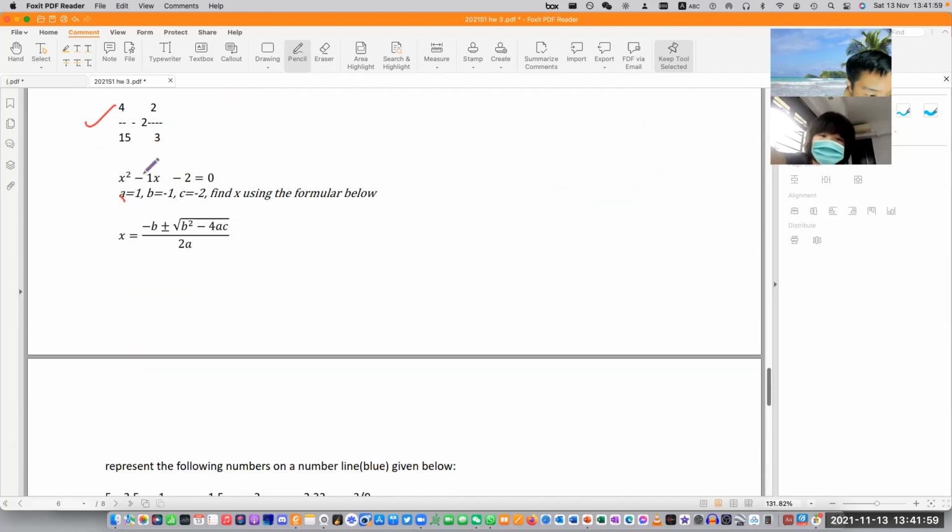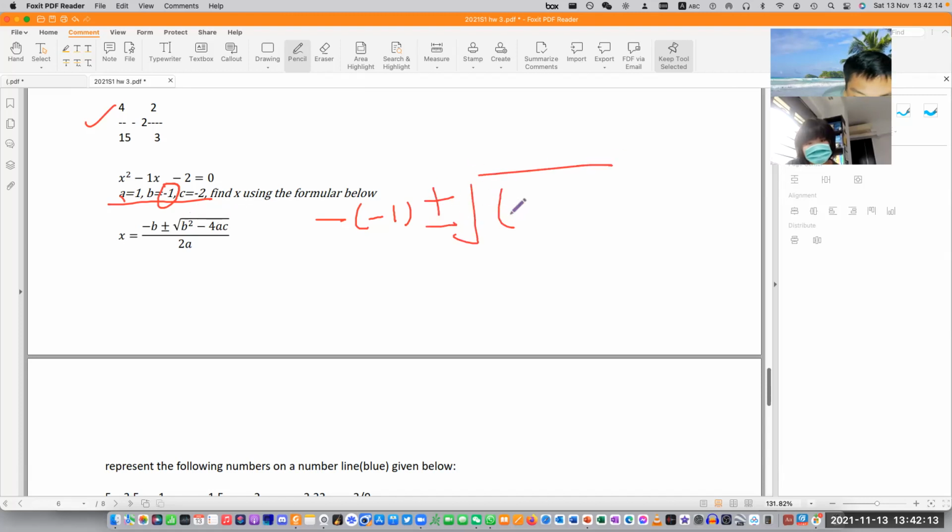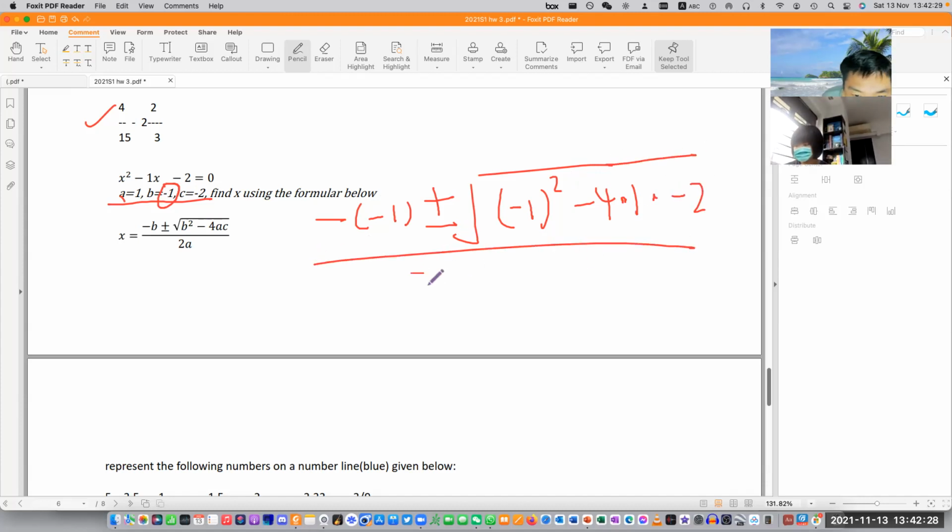Next, this one we have done before. What you do is just sub in all the values. So you have minus b, and b in this case is minus 1 already, so you need to put minus 1 into this, with the bracket. Then plus minus the square root, where b is minus 1, so you just change your b to minus 1. Then a is 1 times c is minus 2, and then you continue with 2 times a, which is 1. Good, so you just simplify this.